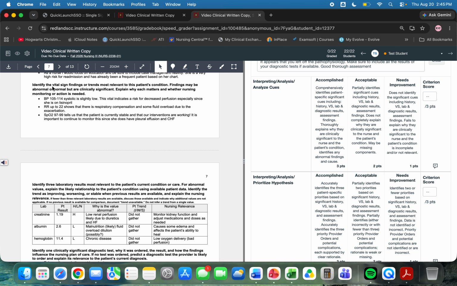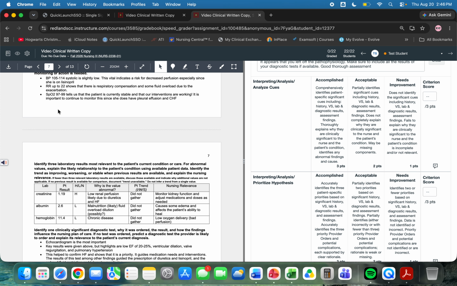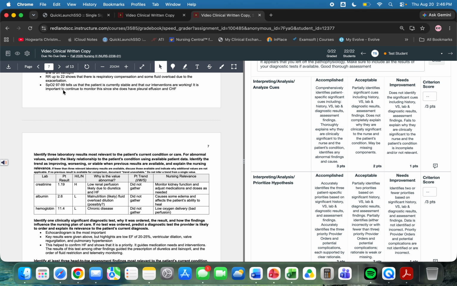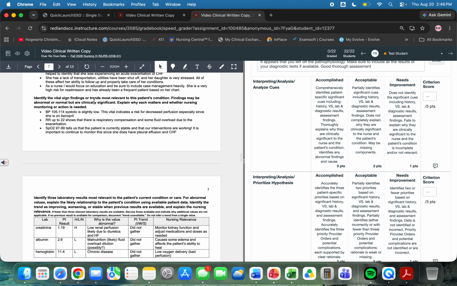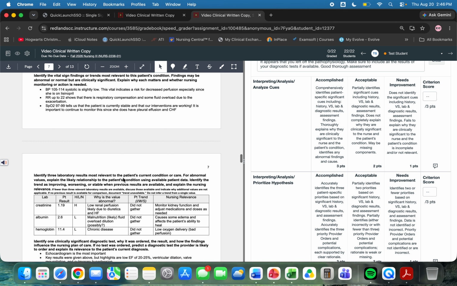The next question it asks is to identify vitals or trends that are significant to that patient. And so it looks like she kind of identified that her systolic blood pressure was low, her respiratory rate was slightly high. She identified that the O2 was within normal limits, so that's a nice thing to see. I would expect them to tell me, like, hey, if their O2 has been in the 80s the whole time, that's obviously very significant. I want them to list that here.